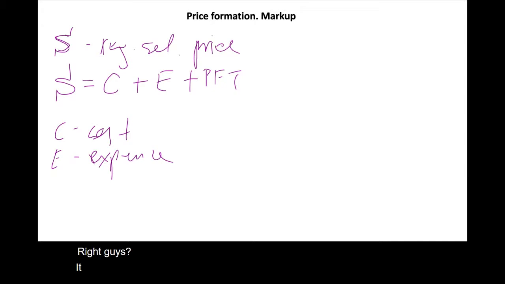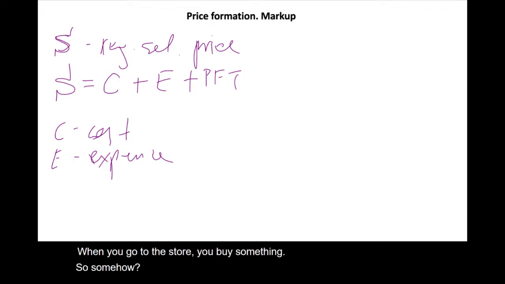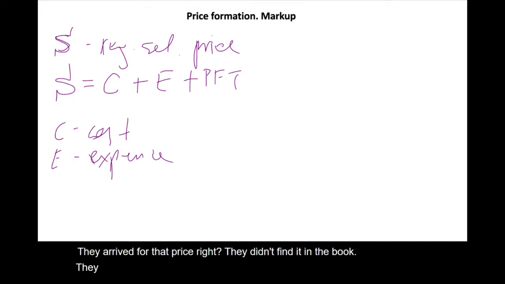What is this about? Price formation. That's about how prices are created. When you go to the store and buy something, somehow they arrived at that price, right? They didn't find it in a book. They didn't guess it using stars or something like that. Each price was calculated. So price S is equal to cost plus expense plus profit.